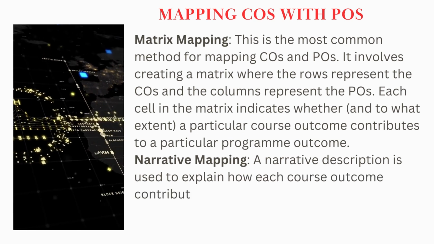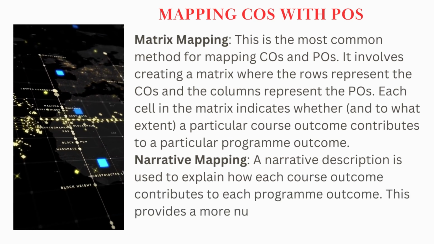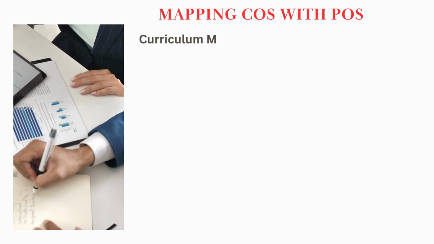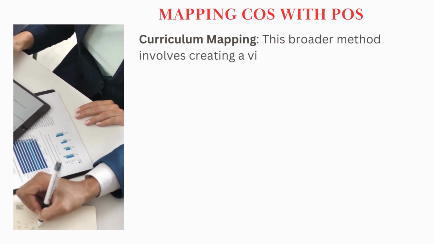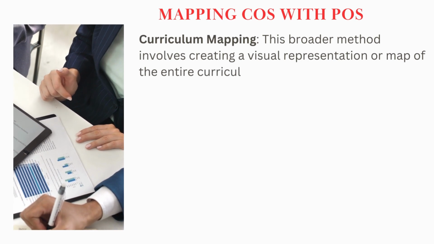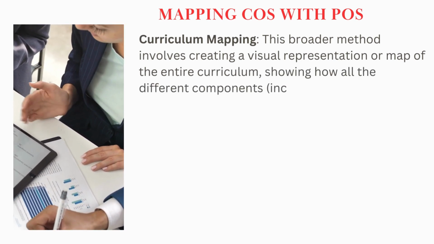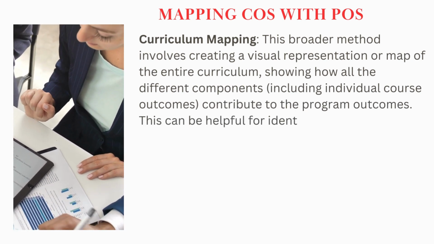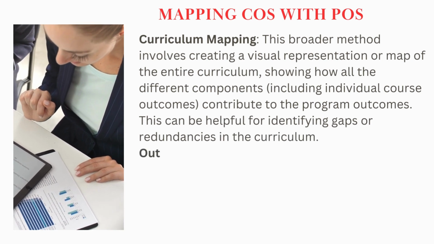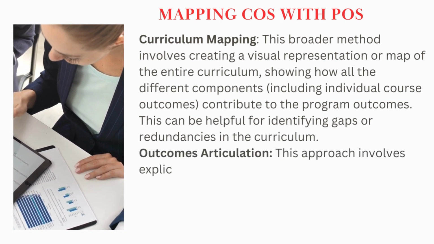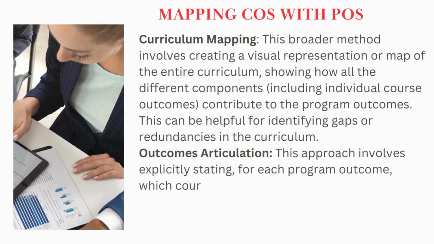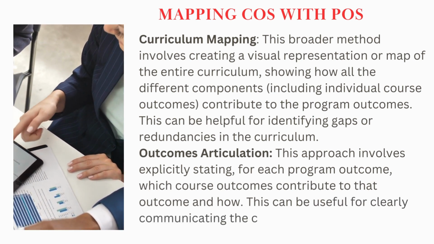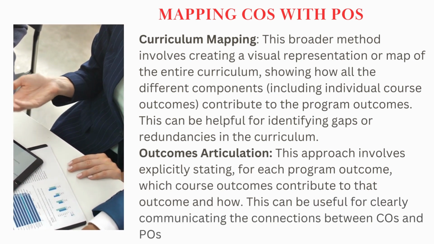Narrative mapping. A narrative description is used to explain how each course outcome contributes to each program outcome. In curriculum mapping, it involves creating a visual representation or map of the entire curriculum, showing how all the different components, including individual course outcomes, contribute to the program outcomes. This can be helpful for identifying gaps or redundancies in the curriculum. Outcomes articulation involves explicitly stating for each program outcome which course outcomes contribute to that outcome and how. This can be useful for clearly communicating the connection between the course outcomes and program outcomes.